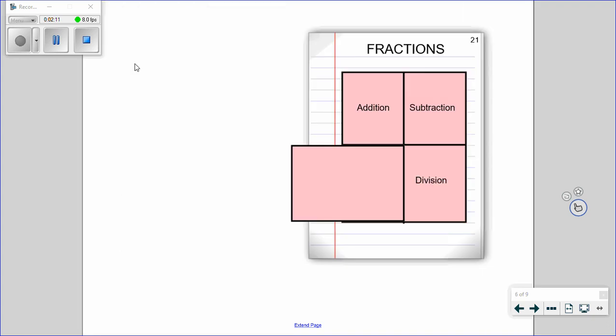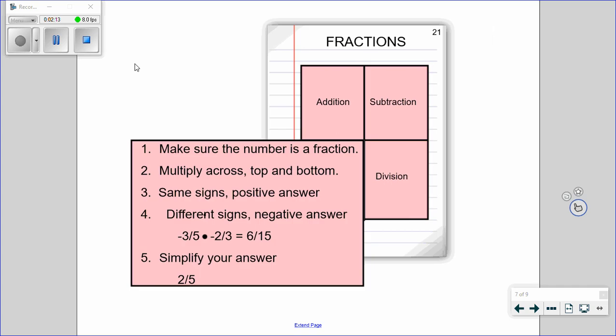All right, let's go to multiplication. Open up that tab. Number 1, make sure the number is a fraction, because you really can't do it when you have a mixed number. You multiply across. You multiply the top. You multiply the bottom. If the numbers have the same signs, you get a positive answer. If the numbers have different signs, you get a negative answer.